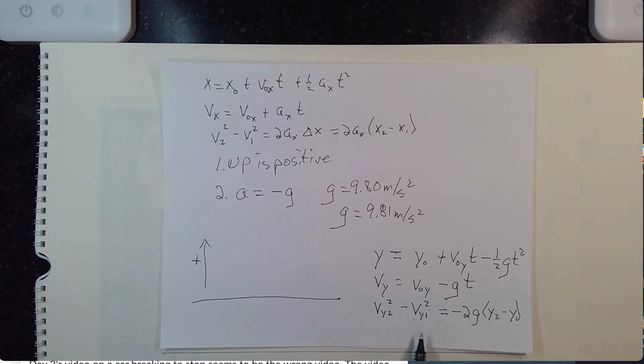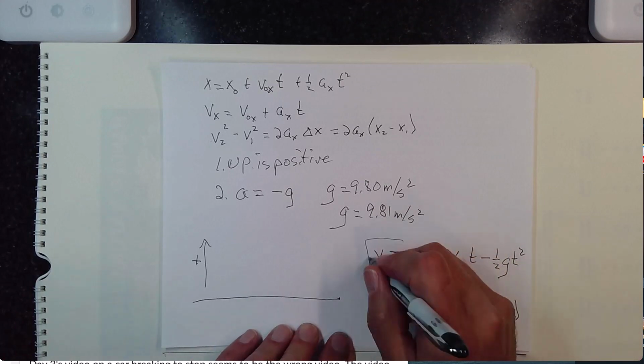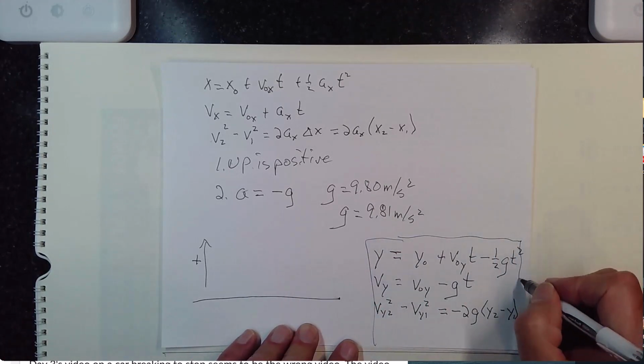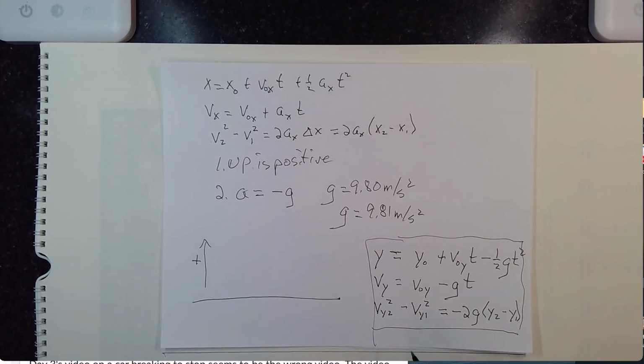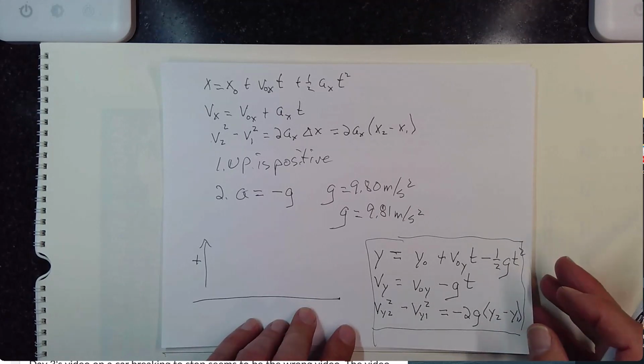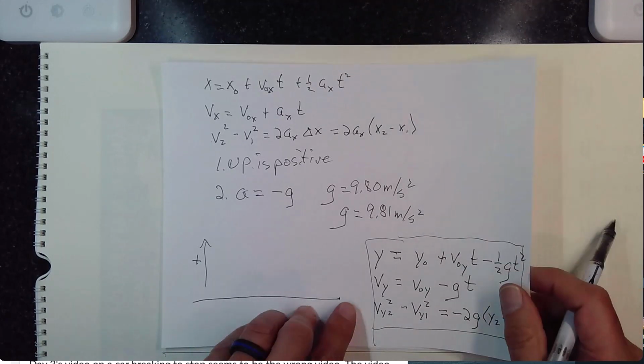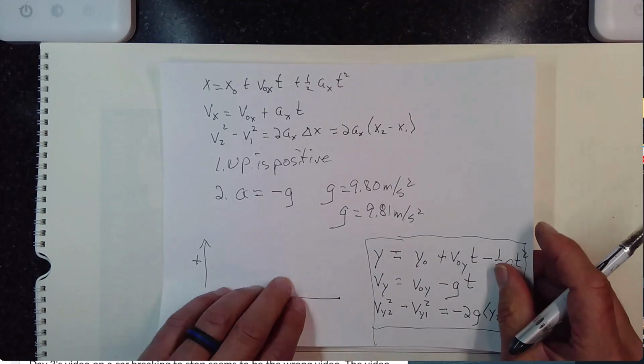This one's almost better to use by defining down to be positive, but then you have to do it for the whole problem. But anyway, these are the free fall equations that we can use. And you may see them written in various ways, but that's just the way that I'm going to be using them on these problems. So let's try a problem here and see how it turns out.